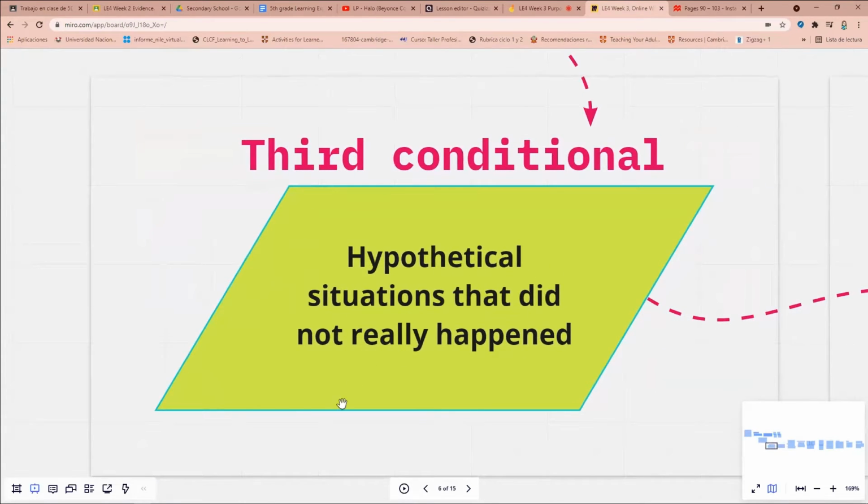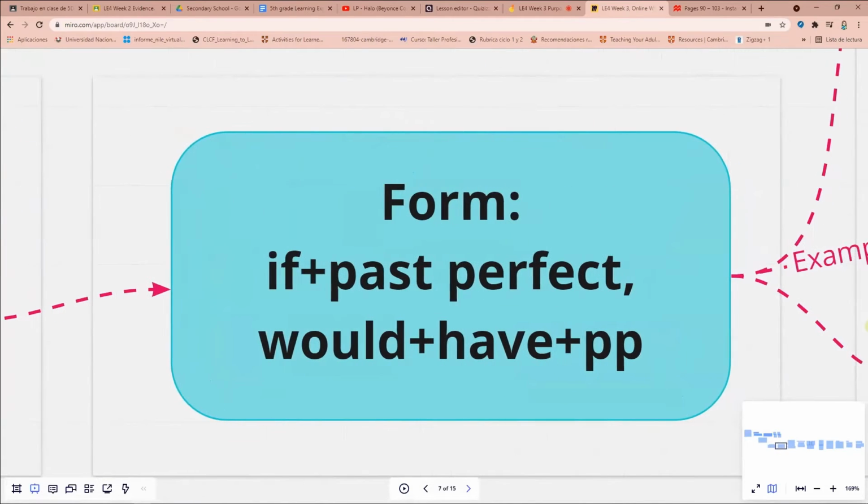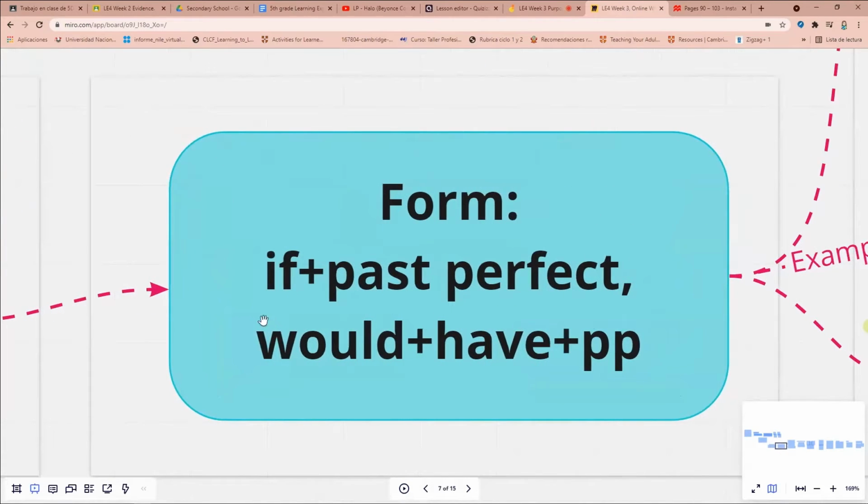Good. So in the video, you could see the third conditional. These are hypothetical situations that did not really happen. So you are imagining what could be the result. The form is if plus past perfect, comma, would plus have plus past participle.